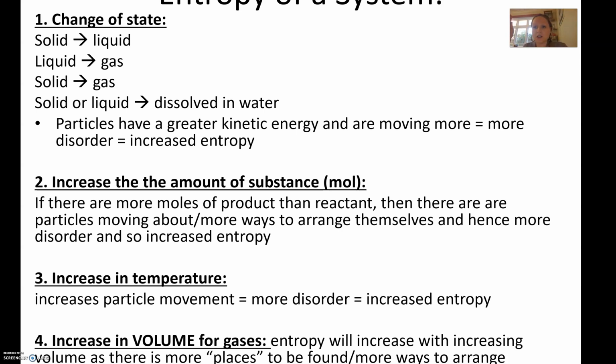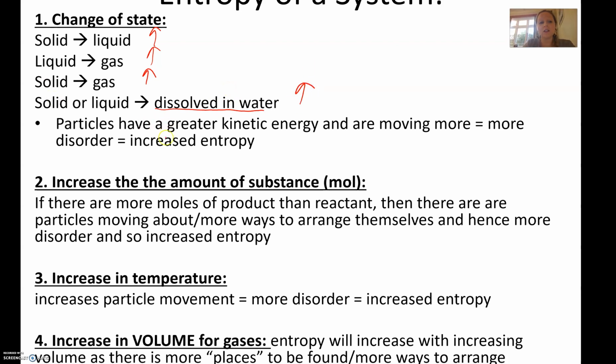The most important thing to look for when you look at an equation to determine whether the entropy of a system is going up or down is state change. We've already discussed it, but we're going to discuss it again. If you're going from solid to liquid, you're going from a highly ordered to a highly disordered state, so entropy goes up. If you're going from liquid to gas, gas particles are moving far more than liquid particles, therefore the disorder of the system increases. If you go from solid to gas, which is sublimation, gas particles move far more than solid particles, therefore there's greater disorder. If you're going from a solid to a liquid and dissolving it in water, particles dissolved in water are moving around constantly, so again, disorder increases.